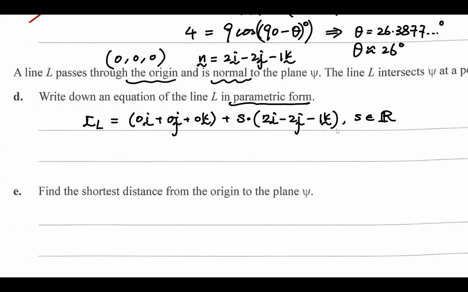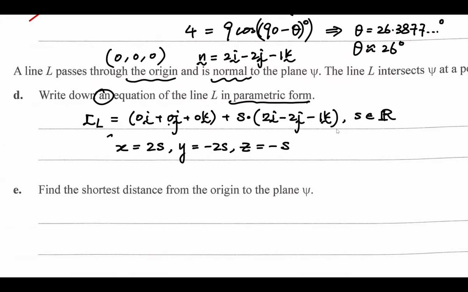Now, the question was, well, an equation. I probably would treat this one as a set of 3 parametric equations. So x is going to be 2s. y is going to be 0 plus minus 2s, minus 2s. And z equals minus s. Parametric equations.